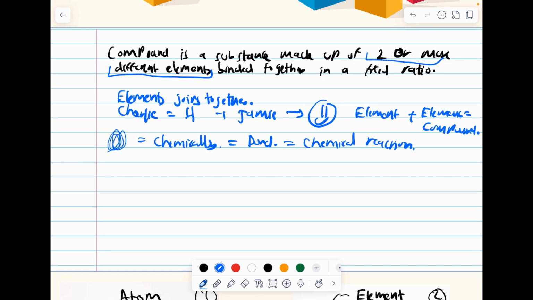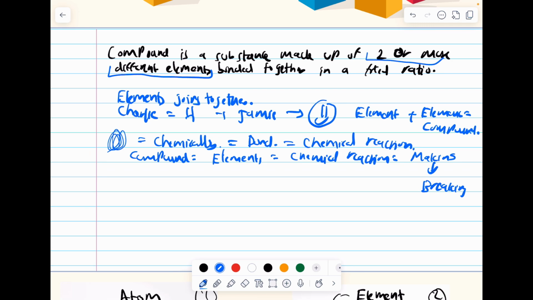It's a chemical reaction. And let's just say we want to go back from a compound to the original elements that we made the compound from. Then again, we would need a chemical reaction to do this. But this time, instead of making the bond, we are breaking the bond. So imagine here, Charlie and Jamie were friends, they became a compound, and then they had a big fight, a big fallout, and now they want to split up. So they're going to have a chemical reaction, and they're going to go from a compound back to its original elements.